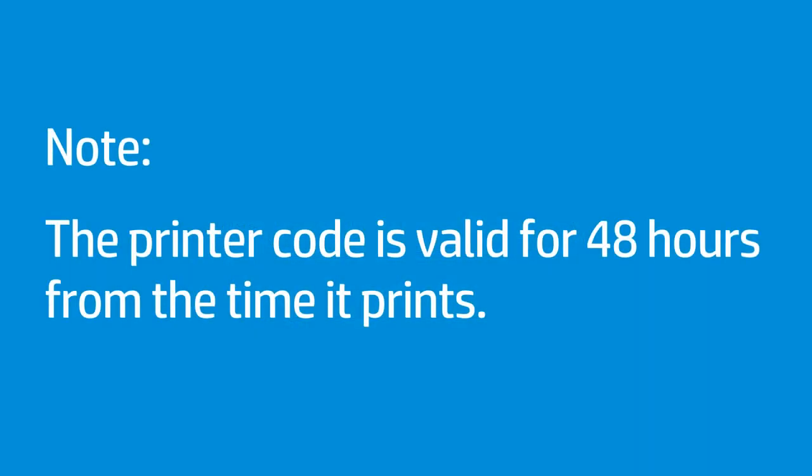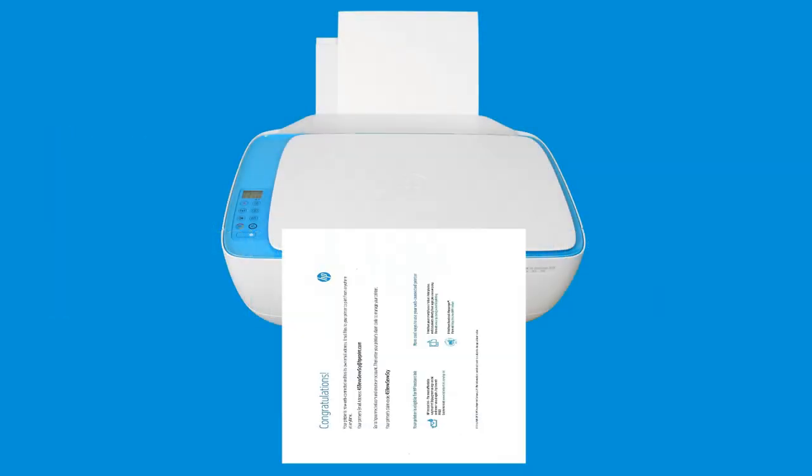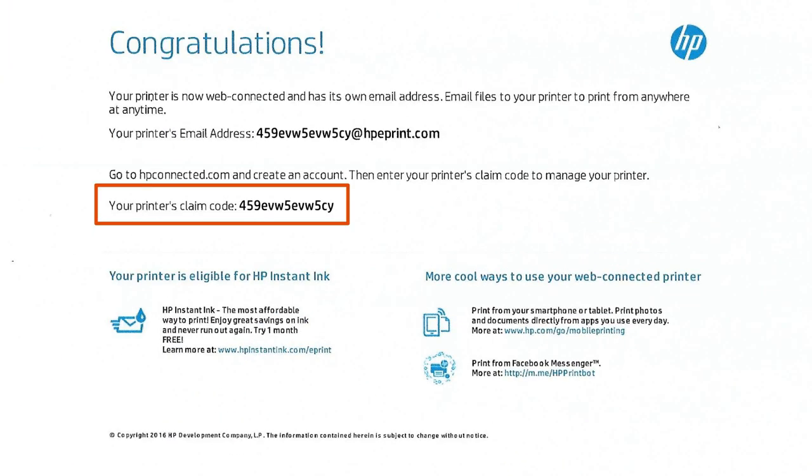The printer code is valid for 48 hours from the time it prints. If it has been longer than 48 hours, print a new information sheet. With the printer code, log into your HP Connected account and add your printer.